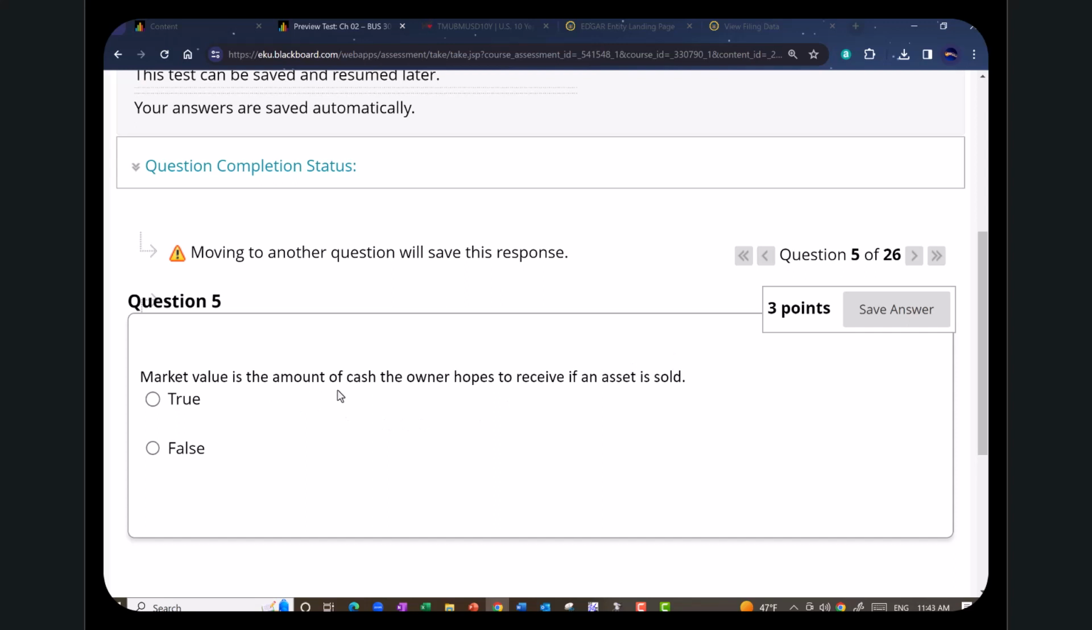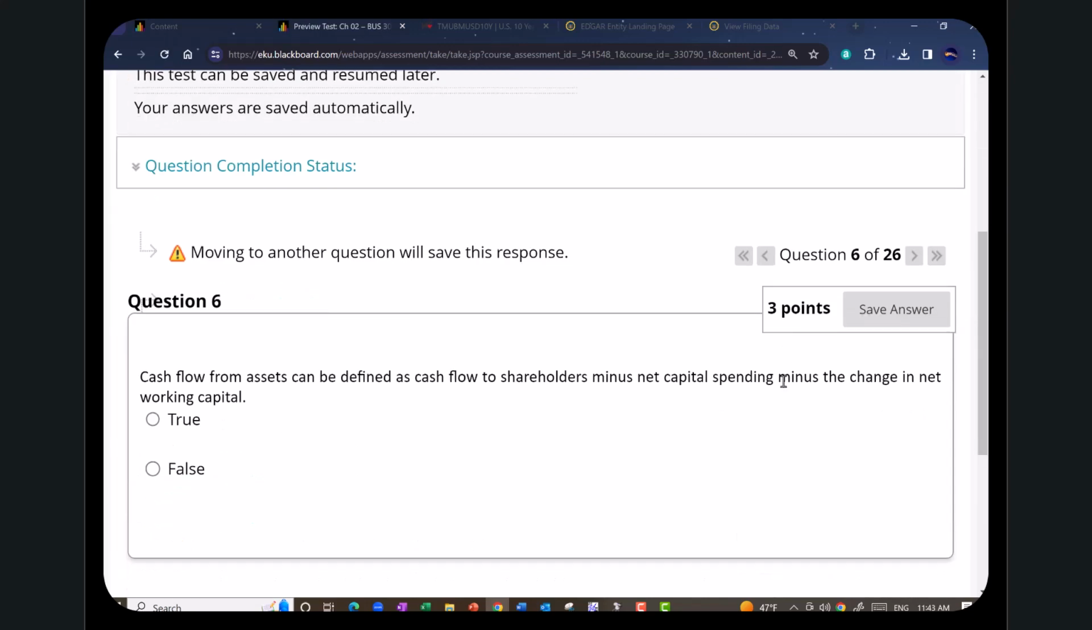The market value is the amount of cash the owner hopes to receive if an asset is sold. That is pretty much the definition. So that is true. Cash flow from assets can be defined as cash flow to shareholders minus net capital spending minus the change in net working capital. That is the book's definition of cash flow from assets. True.